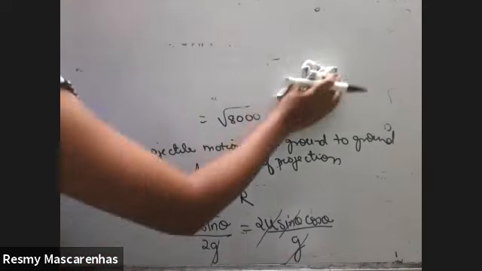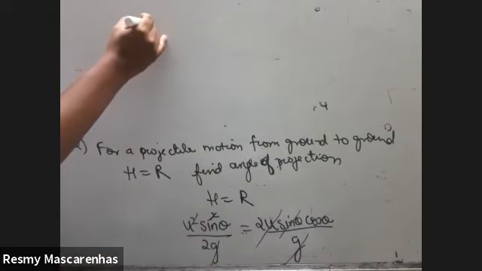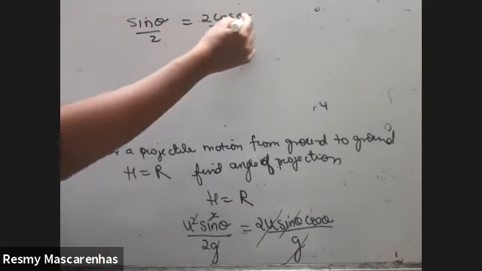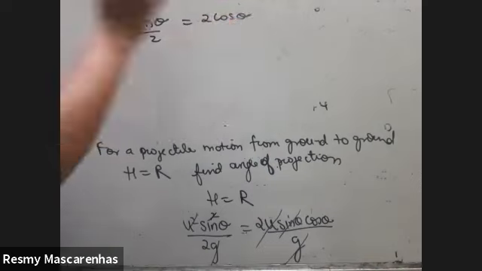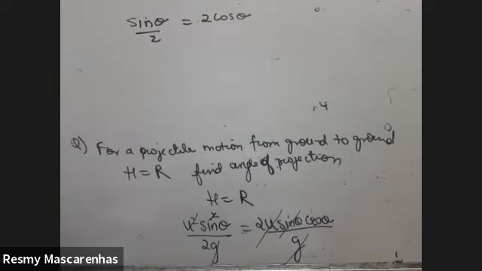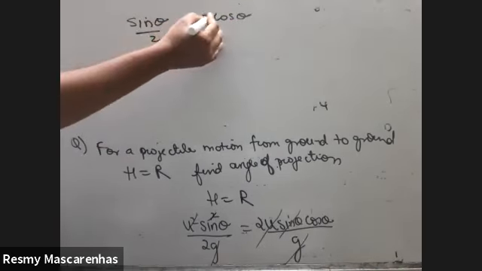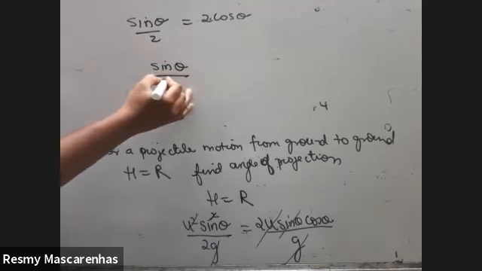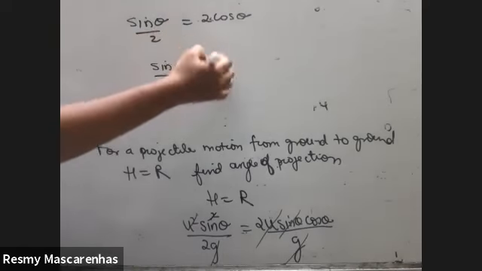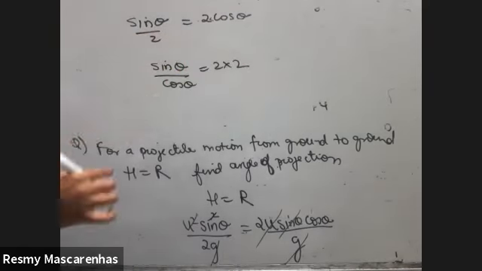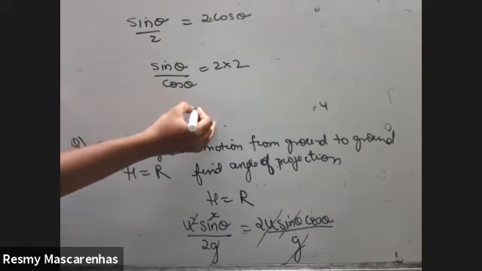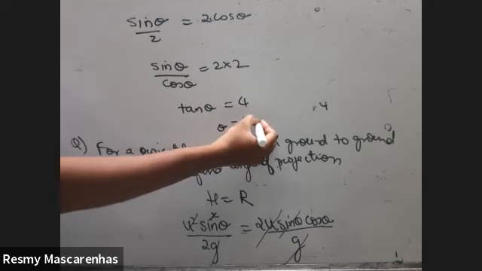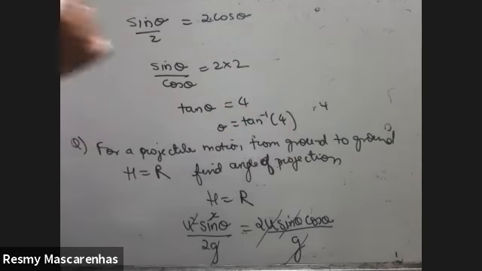So what remains after cancelling sin theta upon 2 is 2 cos theta upon g. The angles you bring together. So this is multiplication, so this fellow will come down, and 2 you can take up. Sin theta upon cos theta is tan theta. This is 4. So theta is tan inverse of 4.